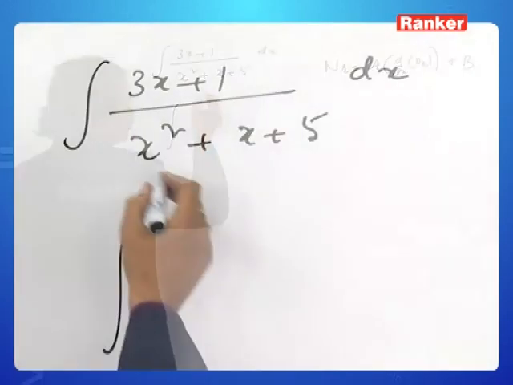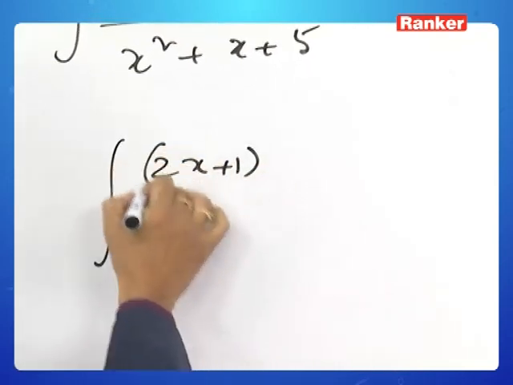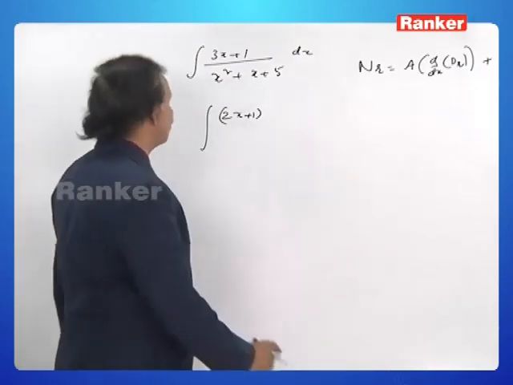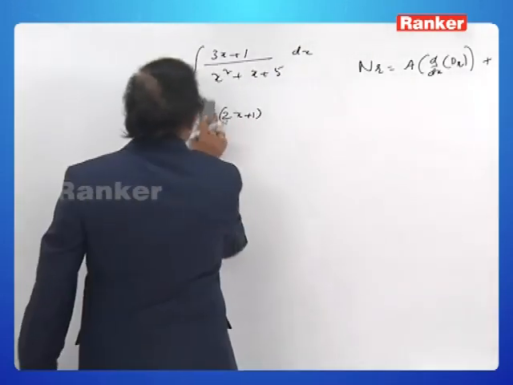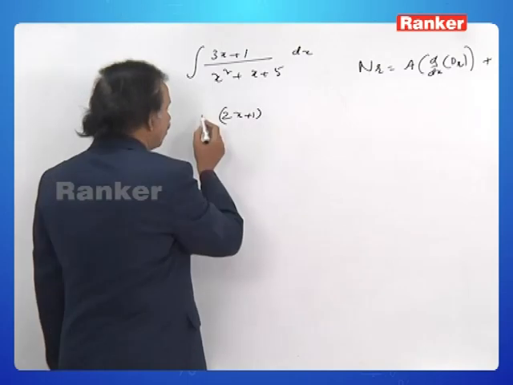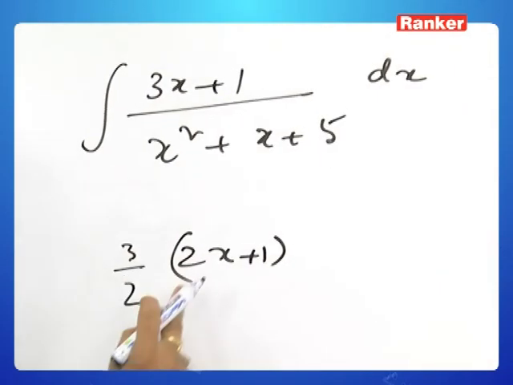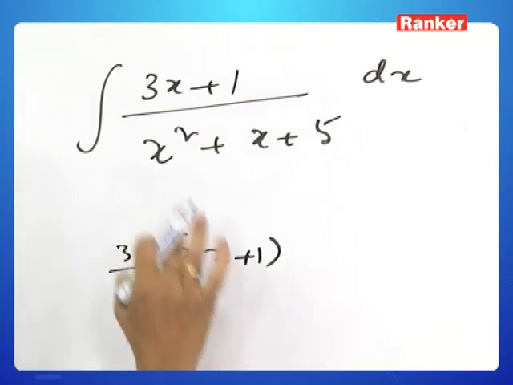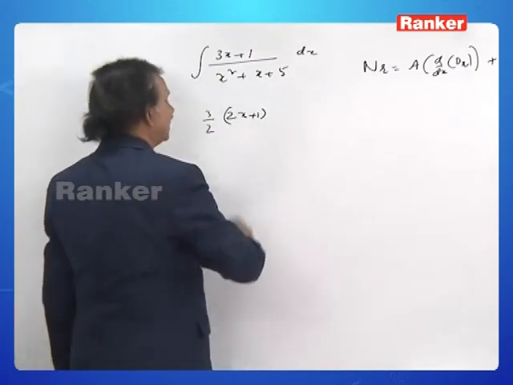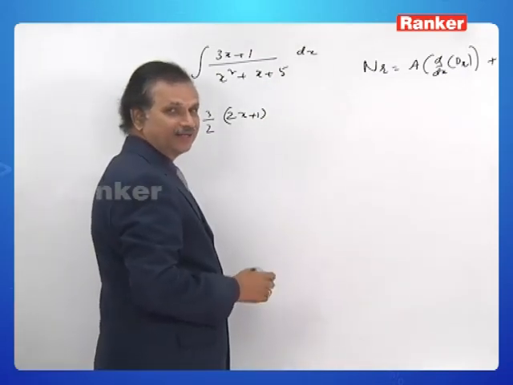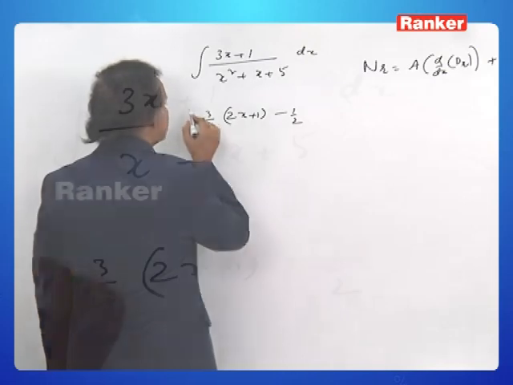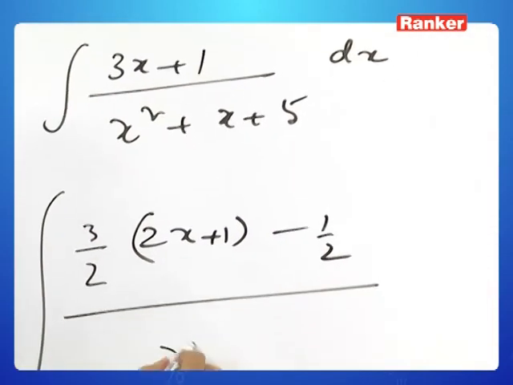At any cost, we should have 2x plus 1. Why? Derivative of denominator is there. Derivative of denominator is 2x plus 1. But you see, here we have 3x. Here we have 2x. What should you do? 3 by 2. 2 into 3 by 2 gives 3x. Okay. But here we should have 1 only. But here we had 3 by 2. How to make it 1? It is 3 by 2. It is to be made 1. You may have to subtract half. 3 by 2 minus half is 1 by x square plus x plus 5.